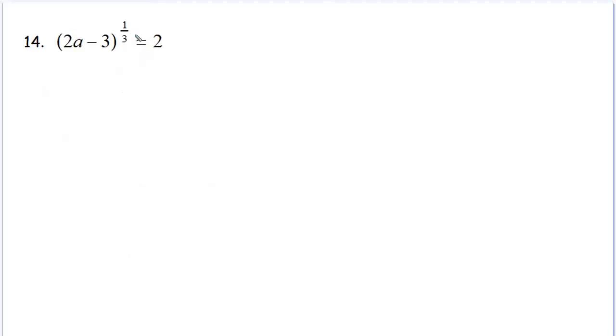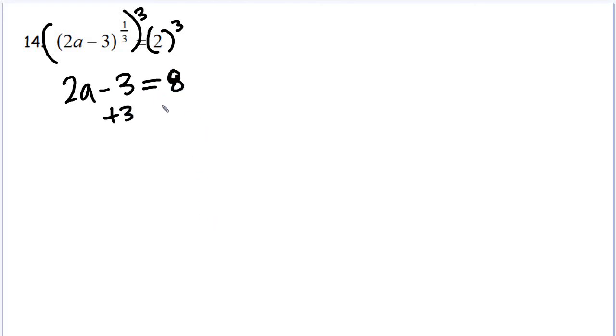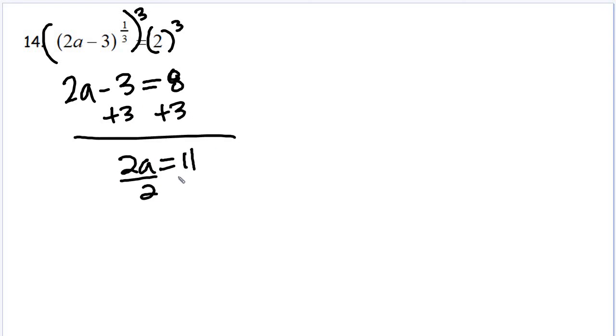So remember here, this is already on a side by itself. So remember that the 1/3 power is the cube root. So I'm going to cube both sides. If you get confused, these should multiply to be 1. So if you multiply 1/3 by 1/3, you get 1/9, which is not 1, which is not the correct operation. So I have 2a minus 3 is equal to 8. So plus 3. So I get 2a is equal to 11. I get a is equal to 11 over 2.